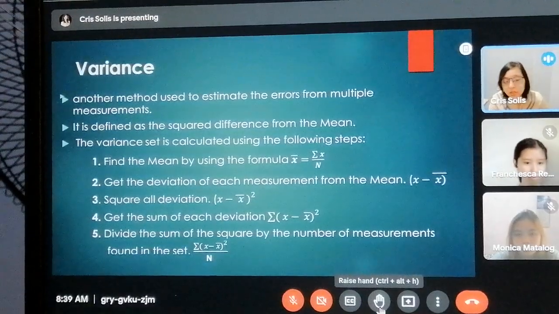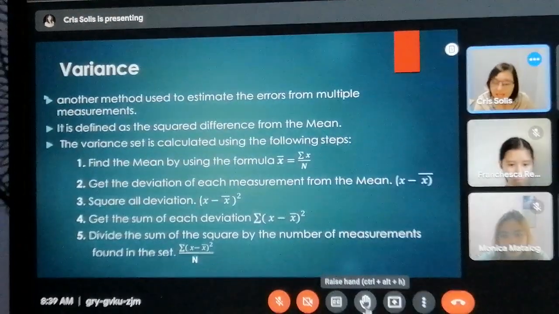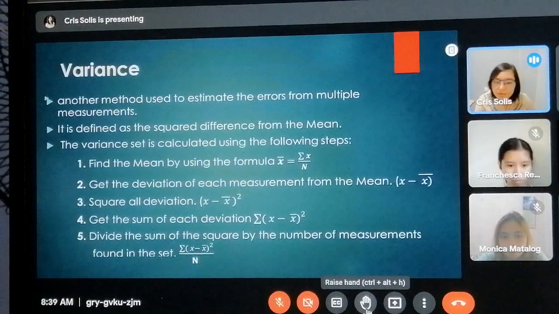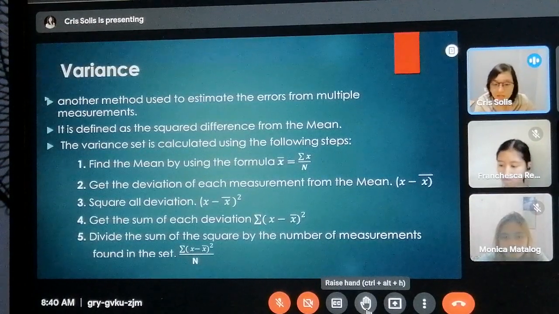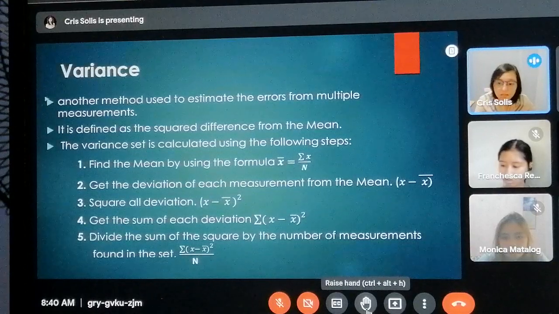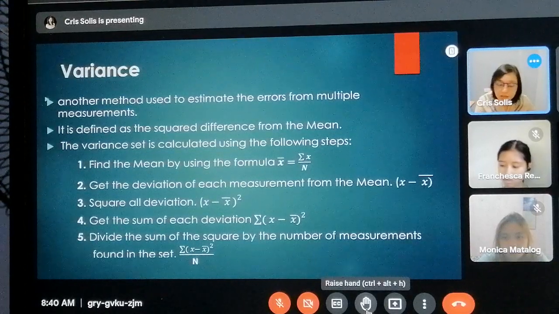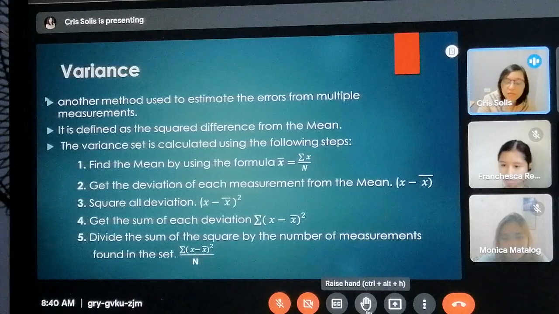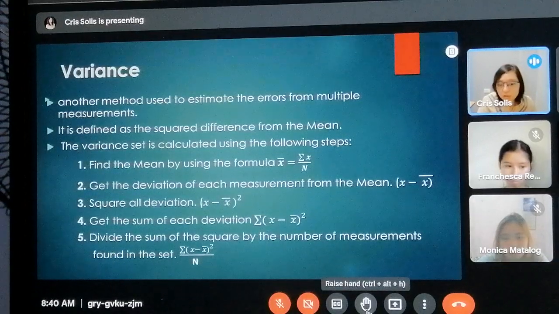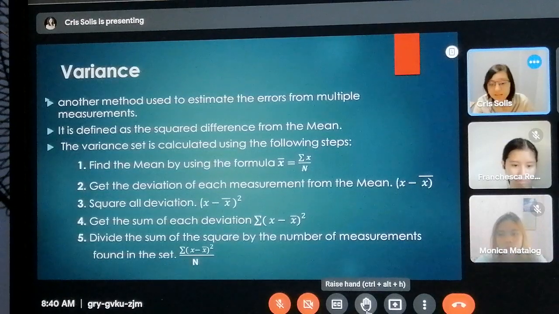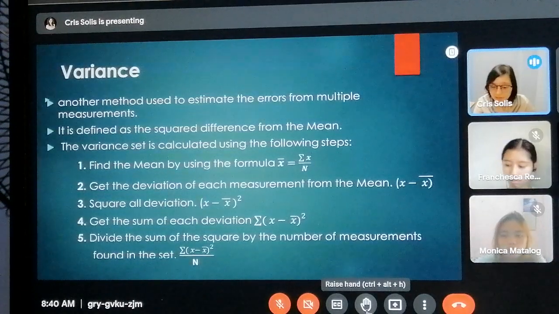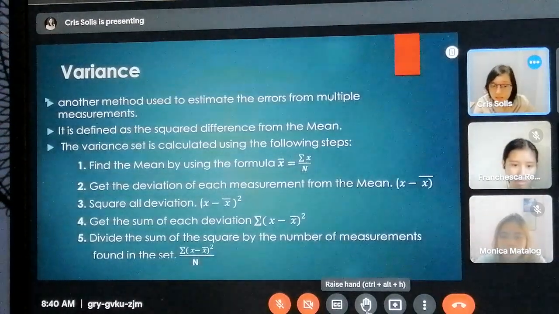The mean is equivalent to the summation of x over n. N signifies the number of your given, or your quantity. Kung gaano kadami yun, yun yung ipandi-divide nyo. Then, you have to get the deviation for each measurement of your mean. So that's x, meaning your given, minus your mean.